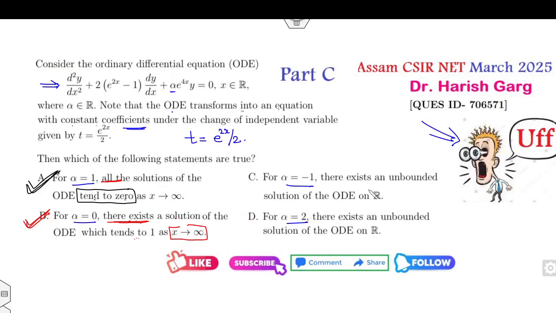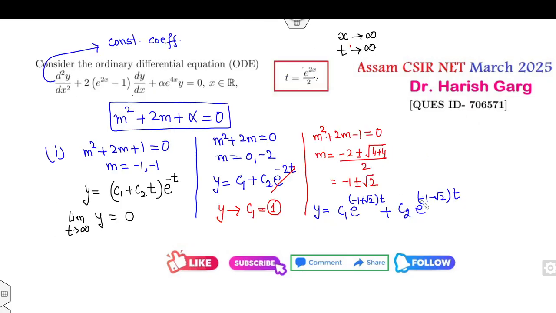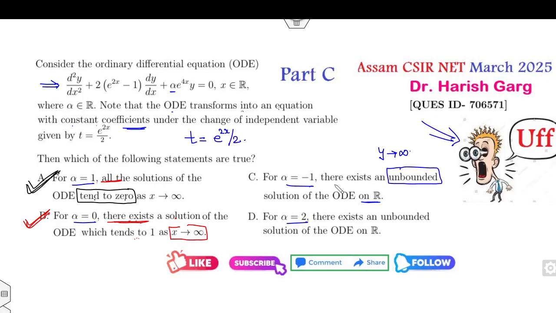Now look at the conditions. There exists an unbounded solution on R. What is the meaning of unbounded? That means y approaches infinity. Now look at that. Whenever t approaches infinity, this value goes to 0. This value, minus 1 plus root 2, is 0.414, so that means it is positive. So this term goes to infinity. So once it is infinity, there exists an unbounded solution. Yes, there exists the unbounded solution.